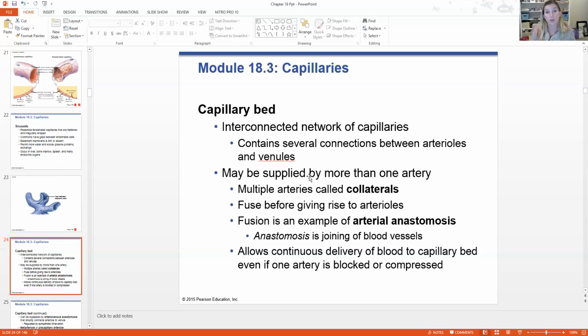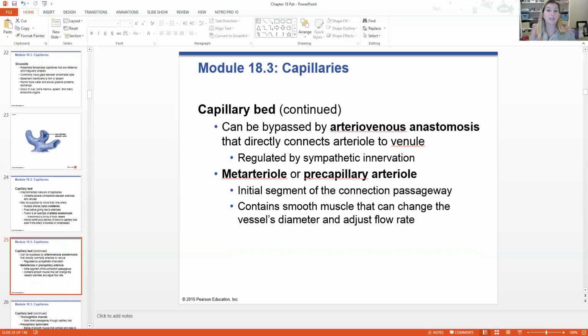So if one artery is blocked, another artery feeds that same capillary bed, so the effects won't be as bad if one of the arteries is blocked. It's kind of like a backup plan, right? So this is going to allow for a continuous flow of blood through the area.